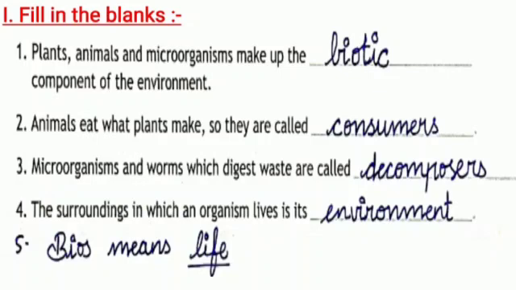And second one, animals eat what plants make. So they are called consumers. And third one, microorganisms and worms which digest waste are called decomposers. Fourth, the surroundings in which an organism lives is its environment. So the surrounding in which we live is called environment. And the last one, bios means, yes students, you're right, bios means life.